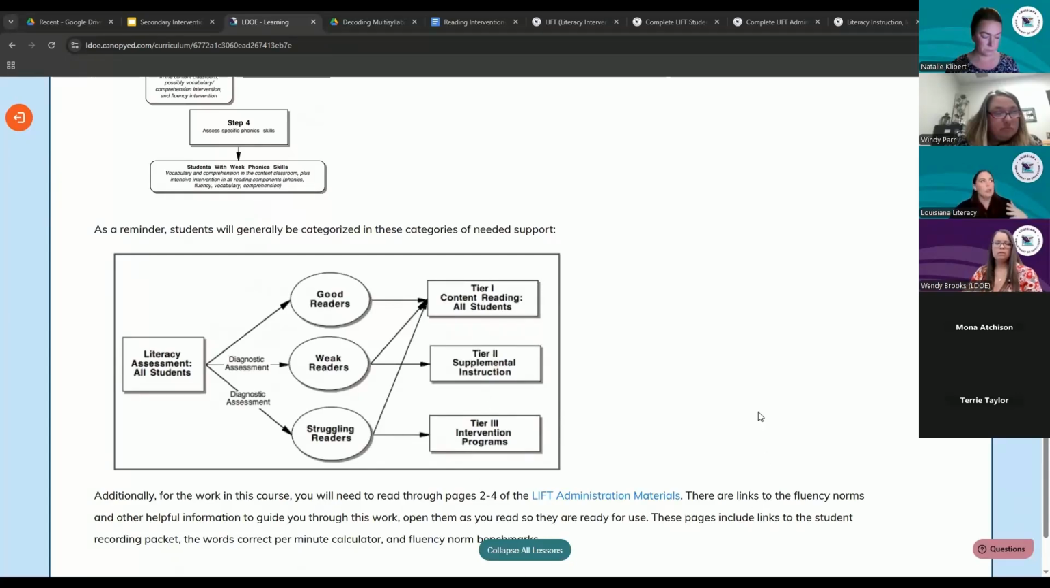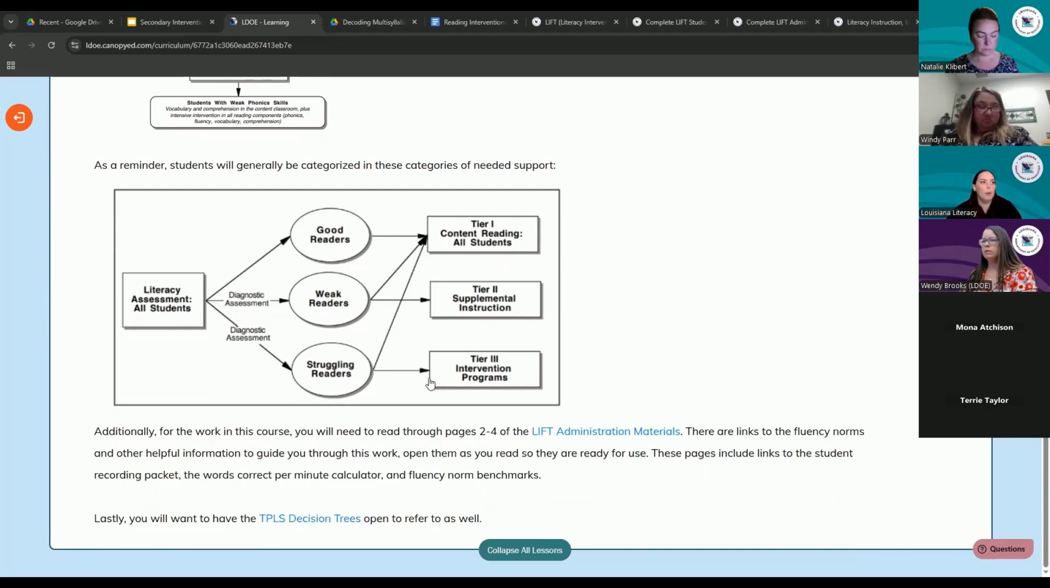And then from there, another way to think about tier 1, tier 2, and tier 3 in terms of reading is your good readers are the ones that are above their grade level benchmarks, and you'll notice all of them have an arrow to tier 1. I'm sorry, tier 1. Your good readers are just going to be in their tier 1 core instruction. Then you've got your weak readers that you've determined from your diagnostic assessment. Those are the ones in tier 2 that just need some supplemental support. And then you have your struggling readers in tier 3 that need that foundational intervention. And we were able to get all of that from our diagnostic data.